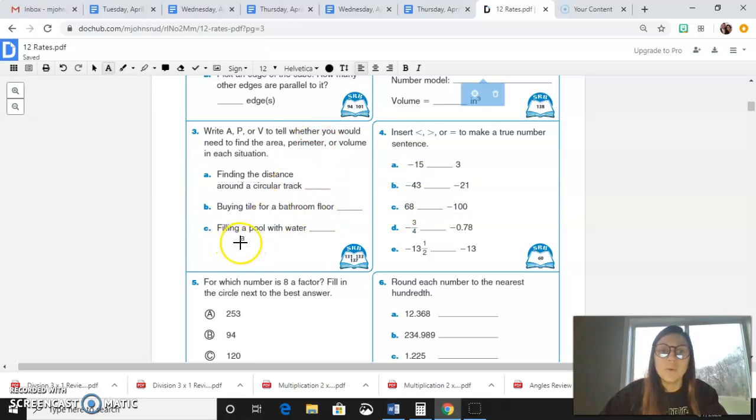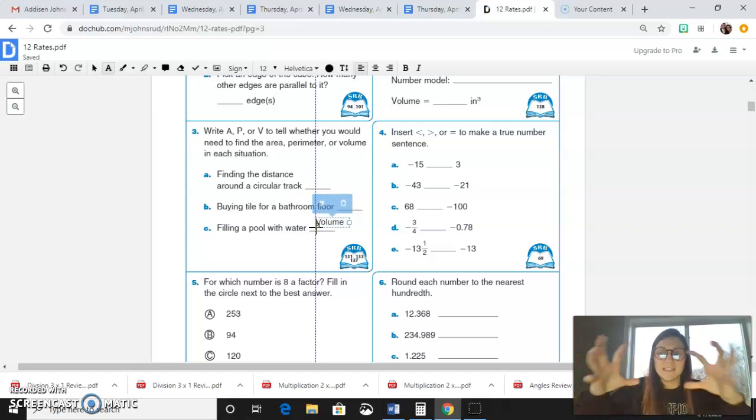And then filling a pool with water. I will tell you that that one's going to be volume, because for that, you're not only finding the square footage, but the inside of the pool if it was filled. You would be finding the volume, all that inside, kind of like the 3D shape.